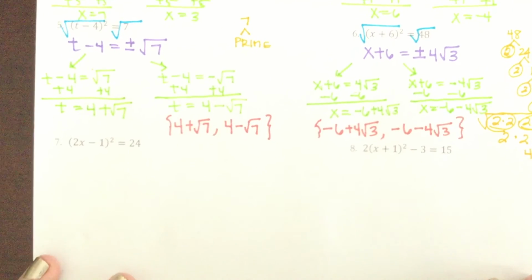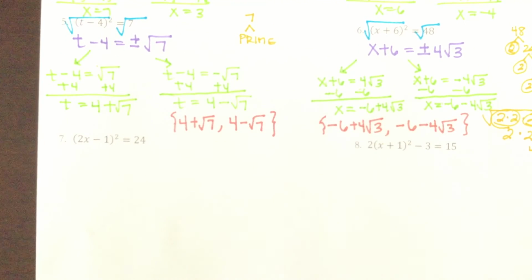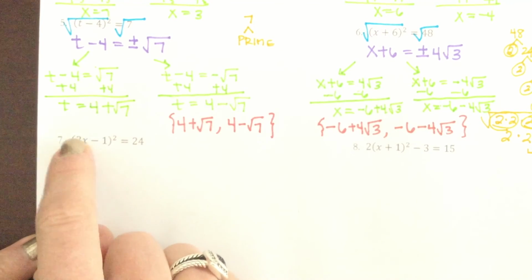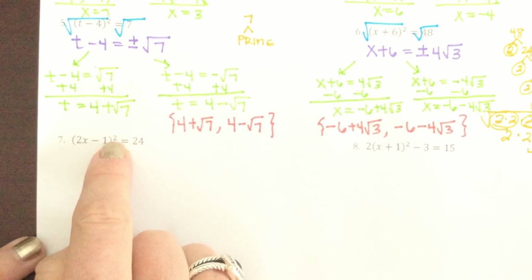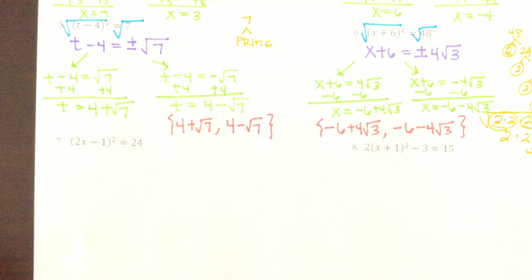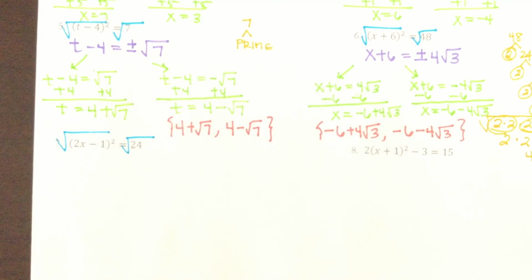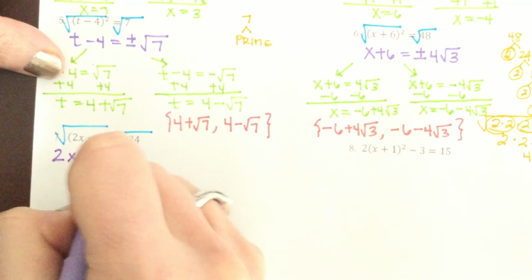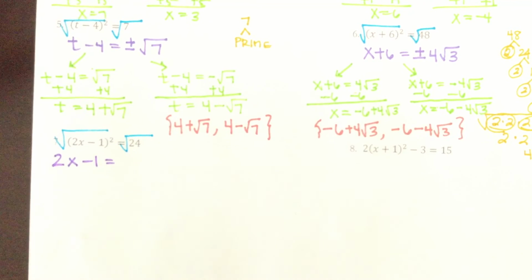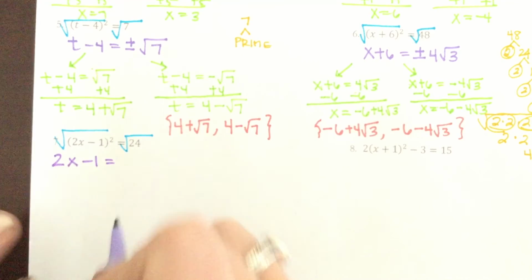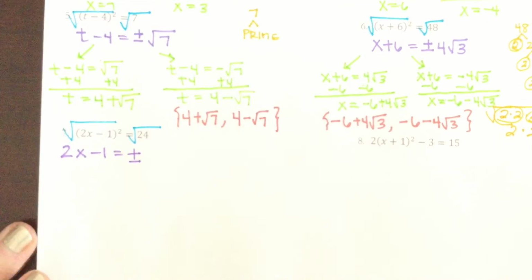Our last two problems. On number 7, I can see that my variable is located inside a set of parentheses that is being squared. That set of parentheses is isolated on the left-hand side. So we're going to square root both sides in order to undo that square. On the left-hand side, we are left with 2x minus 1 because the square root of 2x minus 1 squared is just 2x minus 1. On the right-hand side, go ahead and write down your plus or minus.